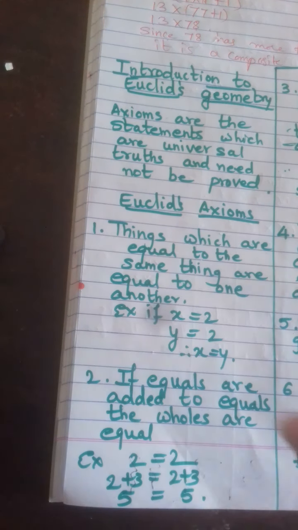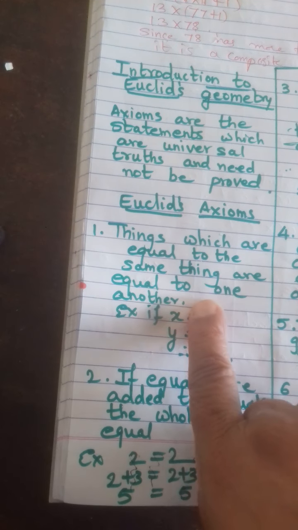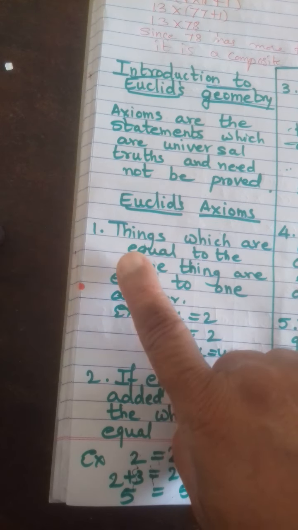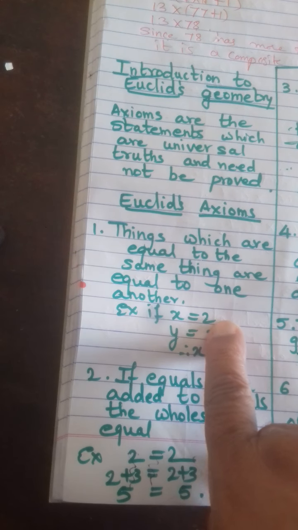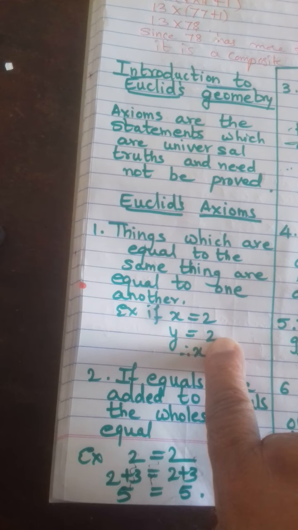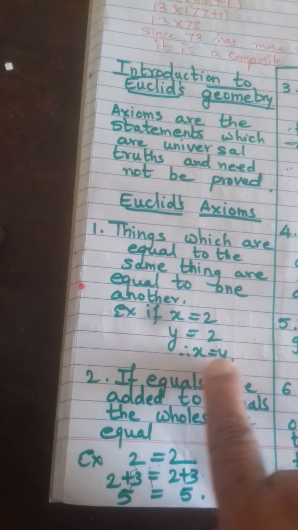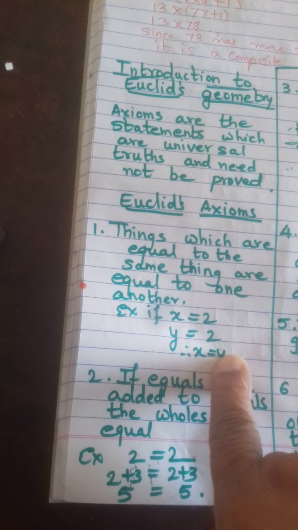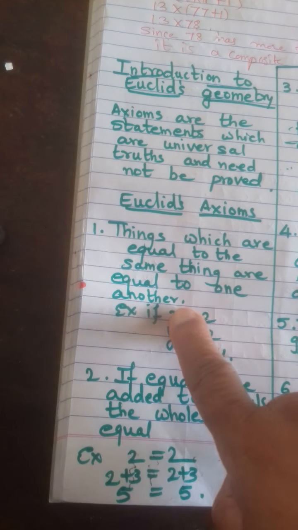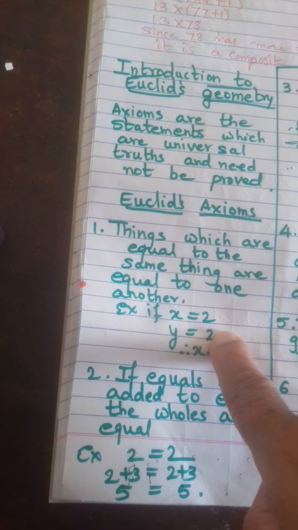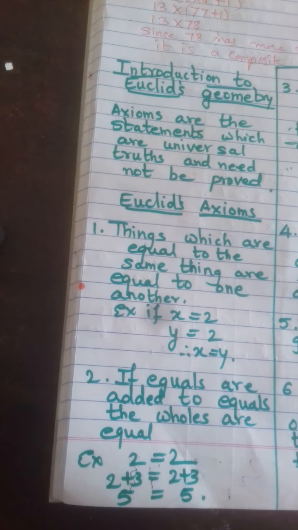The first Euclid's axiom is: things which are equal to the same thing are equal to one another. For example, if x is equal to 2 and y is also equal to 2, x and y are both equal to the same thing, that is 2, then x and y will be equal. Then x is equal to y. This is the first axiom.